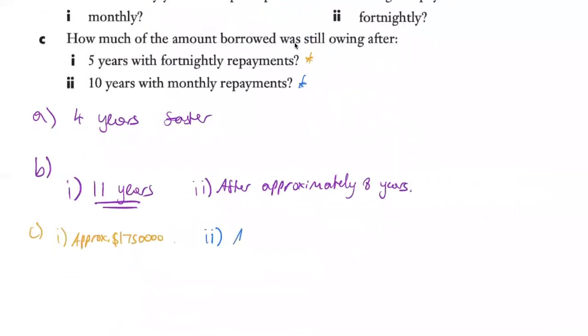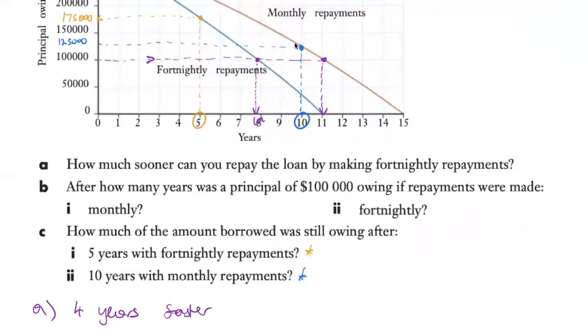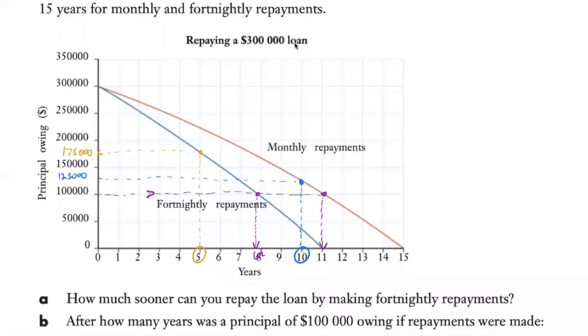So approximately $125,000. So all this question was about is understanding what's happening with the graph and being able to use your axes to go in both directions, to make sure that we do that.